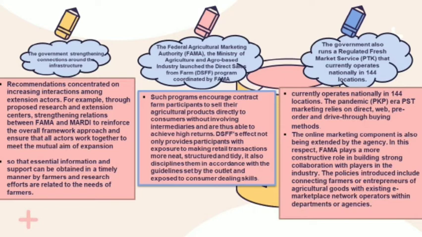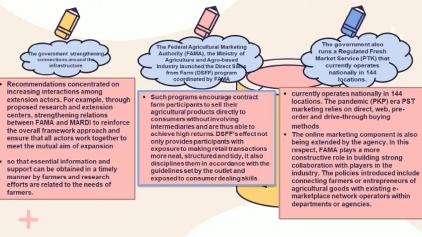Via its department, the Ministry of Agriculture and Agro-Based Industry launched the Direct Sales from Farm program coordinated by FAMA. Such programs encourage contract farm participants to sell their agricultural products directly to consumers without involving intermediaries and others, able to achieve high returns.